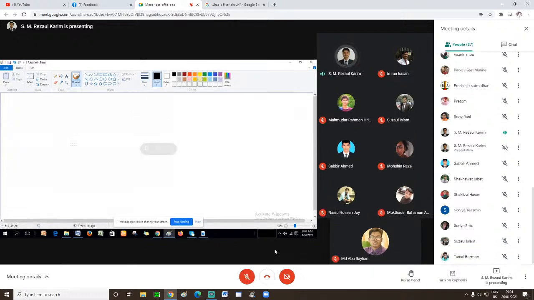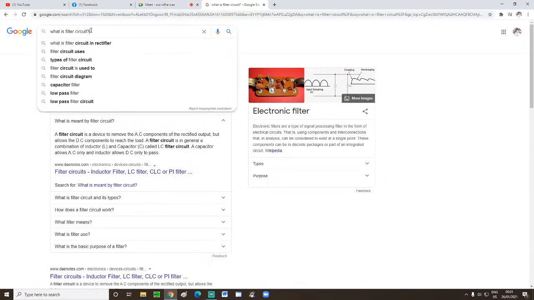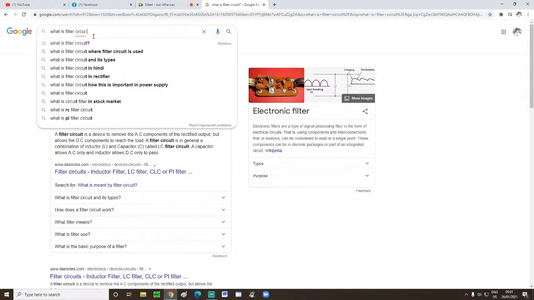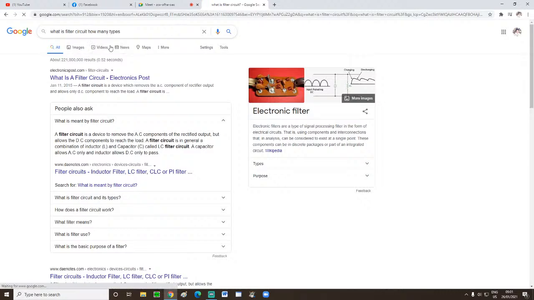Okay. Let's start. We are studying filter circuits. Filter circuit, how many types? Two types, sir. Three types? How many types? Okay. Filter circuit.